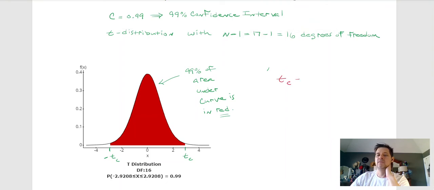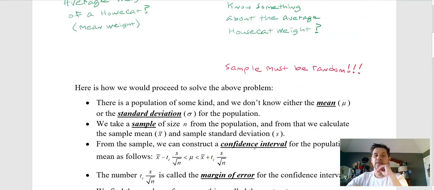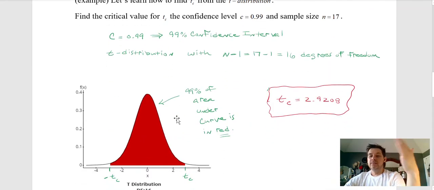Well, I found TC is 2.9208. All right, so that's just that number. Now, I'm not doing everything at once, okay? I'm just focusing on one part of this formula at a time. All right, so that T subscript C, that's how you find that. Now, let's take this a little step further.